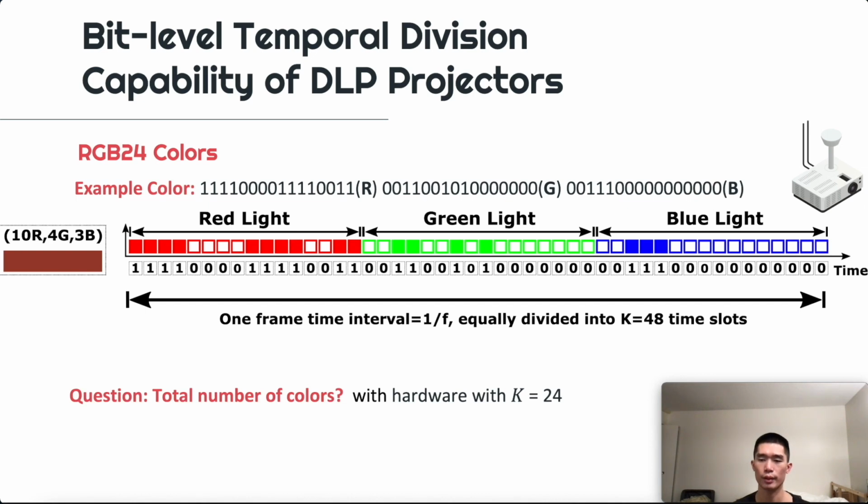So a quick question: how many total colors can we generate with the dividing factor of k equals 24? That's actually 9 times 9 times 9. Because, for example, in each frame, the shades of the red light can be either 0, 1, 2, all the way until 8. So that's 9 possibilities.